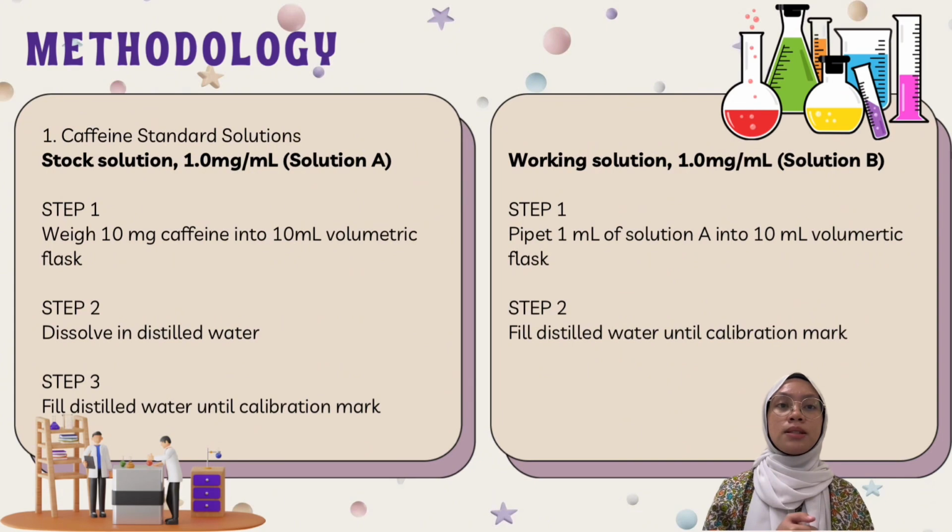Next, solution B, which is the working solution. For step 1, we need to pipette 1 ml of solution A into a 10 ml volumetric flask. Step 2 is to fill it with distilled water until it reaches the calibration mark.